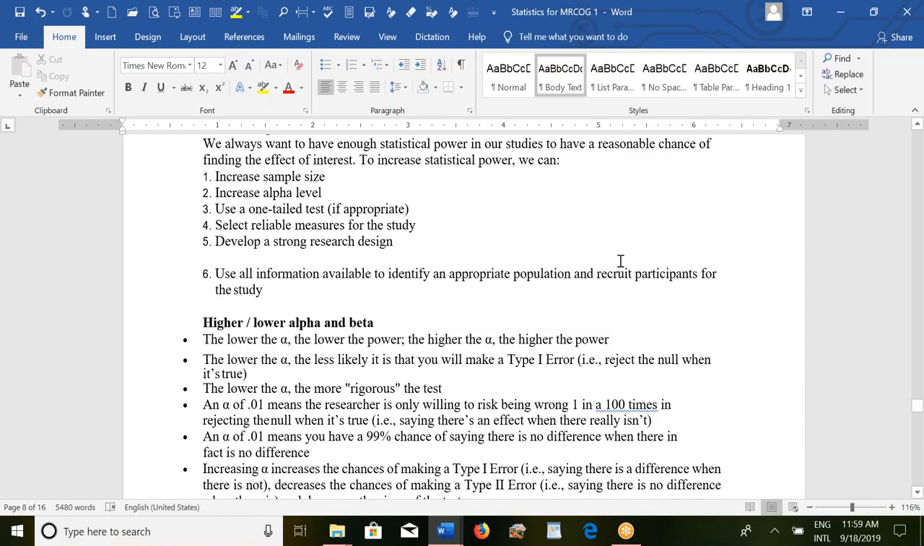And if you think that the results will not be going in the same direction, then it can be on the left side also. They will not go into that much detail. They will just ask you how you can improve the statistical power. So your simple answer is: increase the sample size, select a reliable measure for the study, develop a strong research design, and use all information available to identify an appropriate population. It should correctly represent the group where you want to conduct the study.